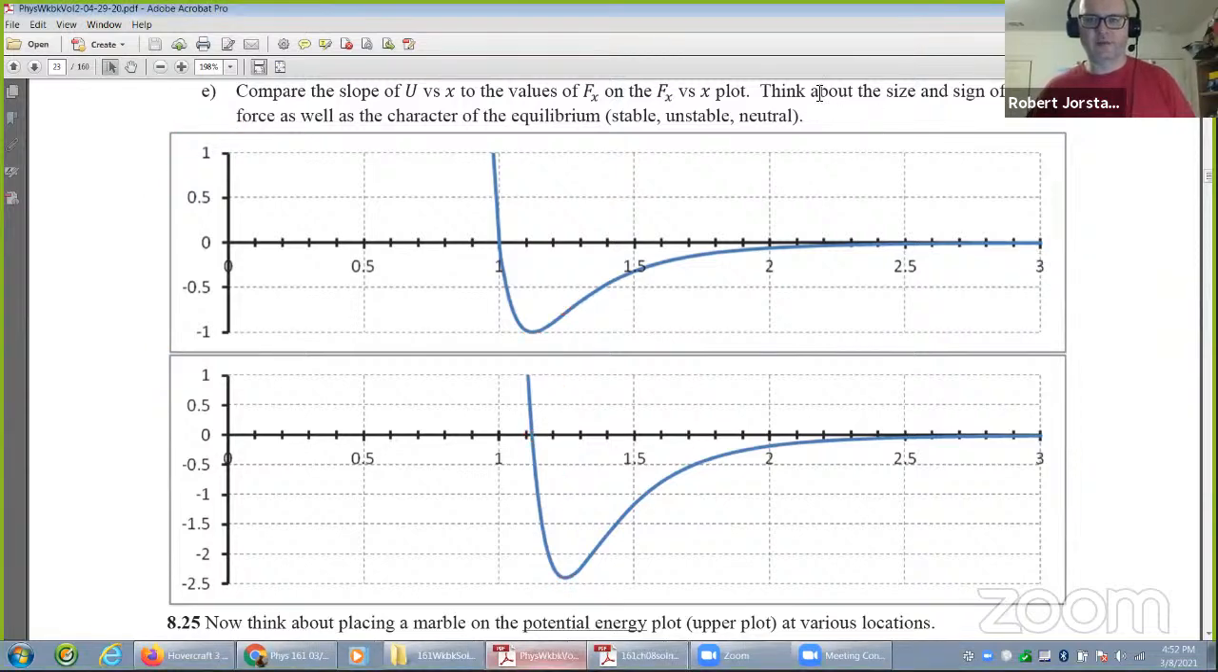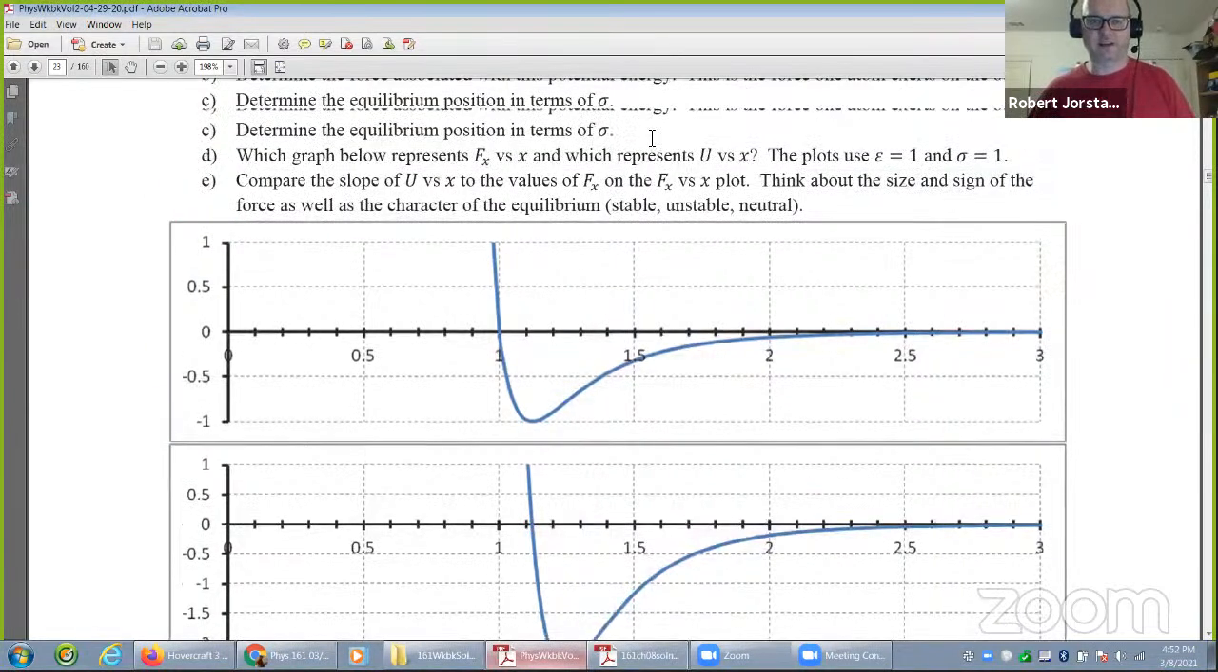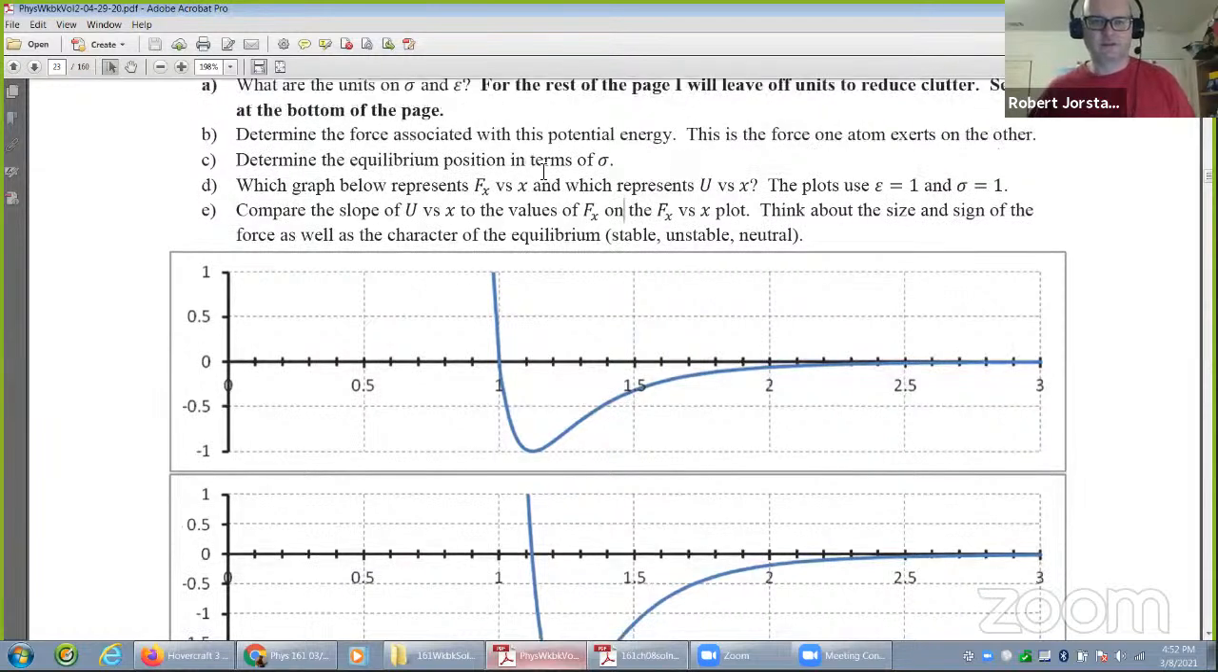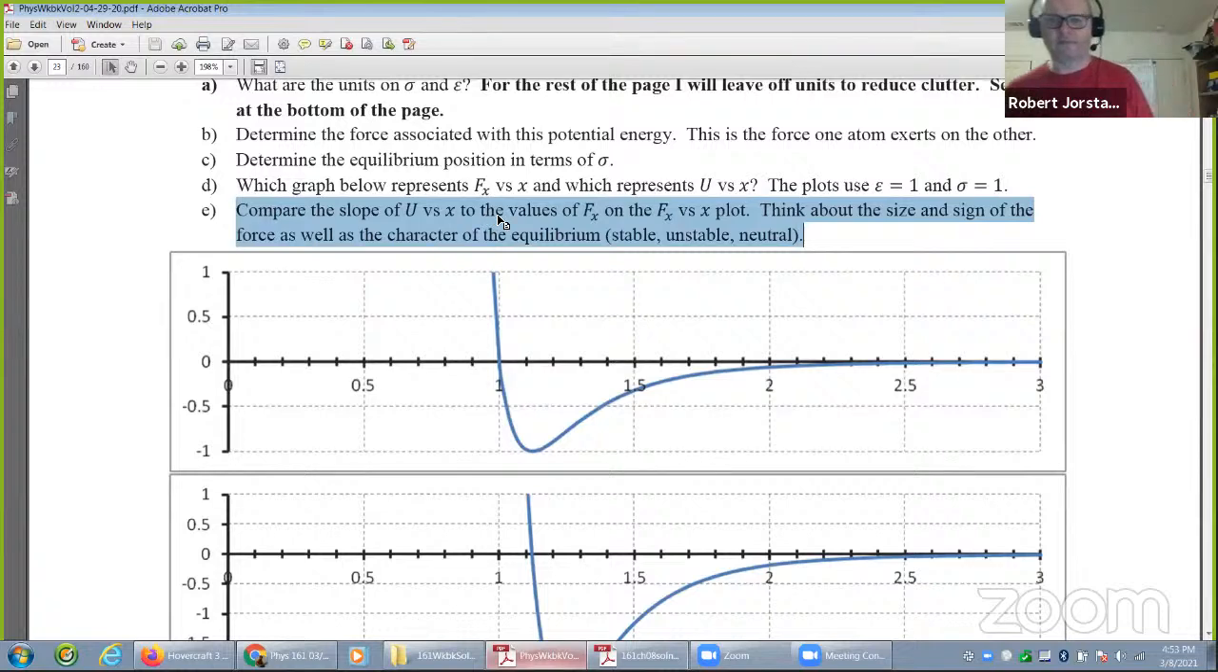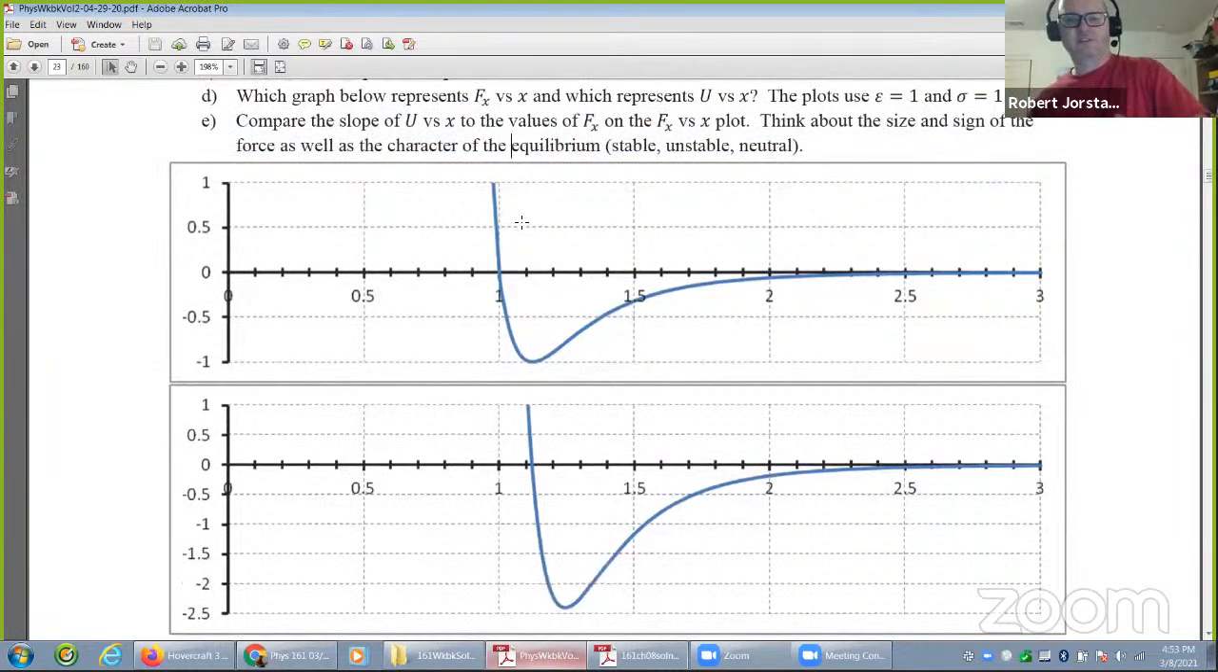Let's take a look here. Obviously, you could plot this in Excel yourself. Let's go to here, equilibrium position. We did that. Let's think about this. Let's look at the slope at the various spots and think about the signs and equilibrium, etc. So first off, let's do the easy one.